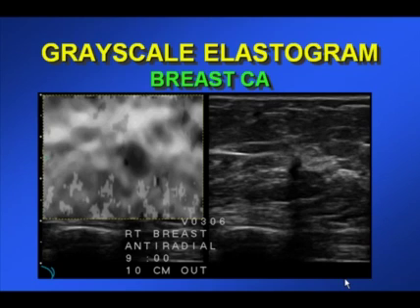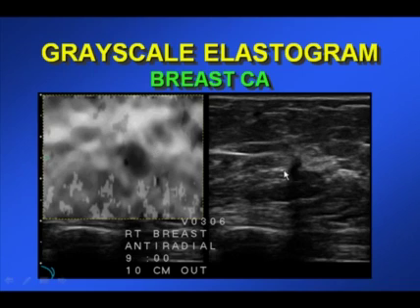So how is this displayed? Larger values of strain are displayed as whiter areas on a grayscale image, and areas of lower strain are displayed as blacker areas on an image. And here's a classical breast cancer shown on a grayscale elastogram.